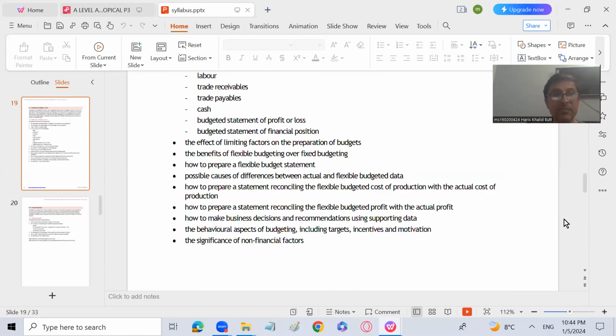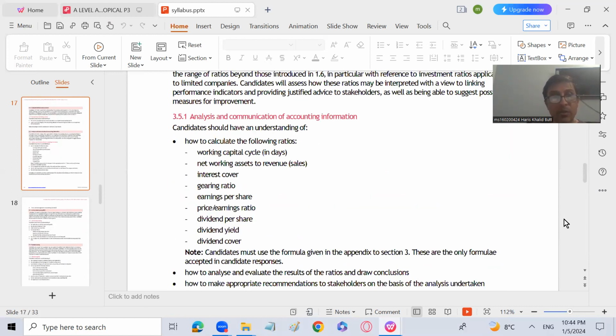And as discussed with you, there is no choice in accounting. So you have to study the topics in full because there is no choice. So you have to cover all the topics properly.